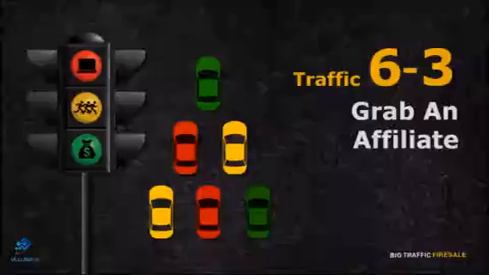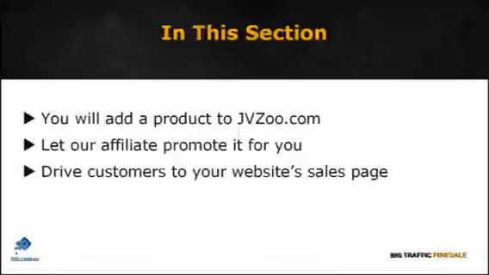It's time for you to publish your product to the affiliate. So you've set up your payment profile and added necessary information to your account in JVZoo.com. Great! Time to add a product and let your affiliate promote it for you. At the same time, you'll drive customers to your website's sales page.